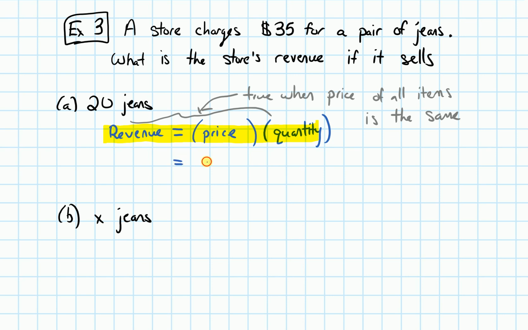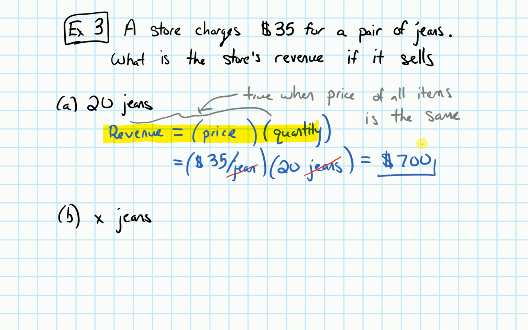So the price here is $35 per pair of jeans, so $35 per jean, times the quantity, and there are 20 jeans being sold. And when we multiply these, the jean in the denominator cancels with the jean in the numerator. So the units I'm left with are going to be dollars. And 35 times 20, that's 700. So $700 is their revenue.